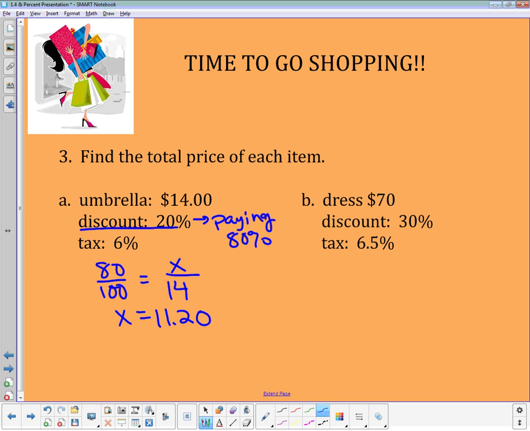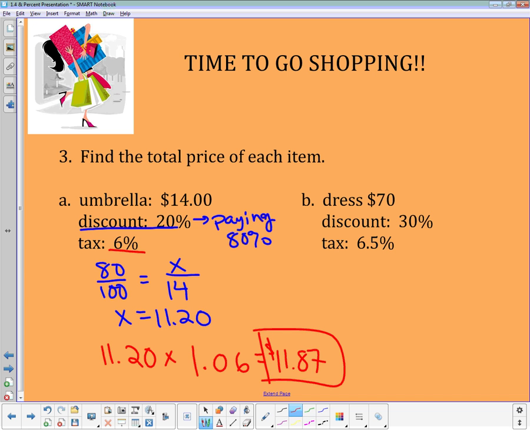So now I'm at $11.20, but then I need to figure out the tax as well. So I need to add 6%. Again, a couple of ways you can do that. You can figure out what 6% of 11.20 is and then add it back on. Or you can take the 11.20 and multiply it by 1 plus the tax. You know that you're going to have 100% of the price. That's like saying 1. But you're also going to have a 6% tax, so that's 0.06. So I'm going to take the 11.20 and multiply by 1.06. That gives me $11.87. That is my final price.